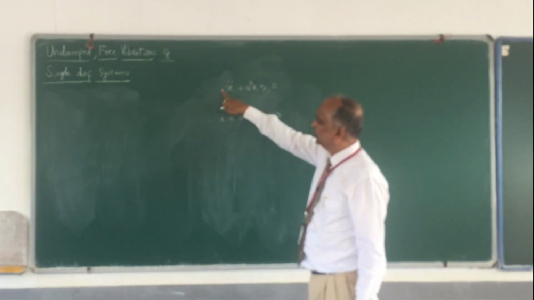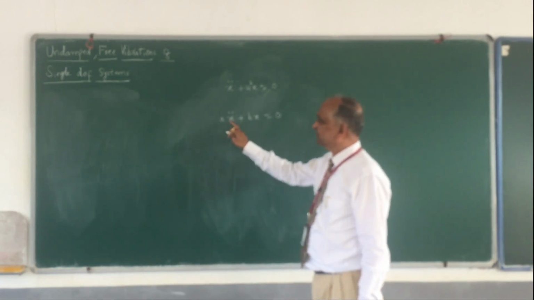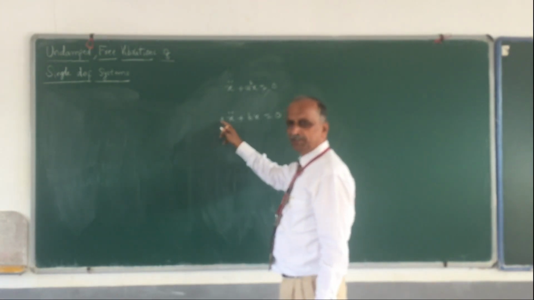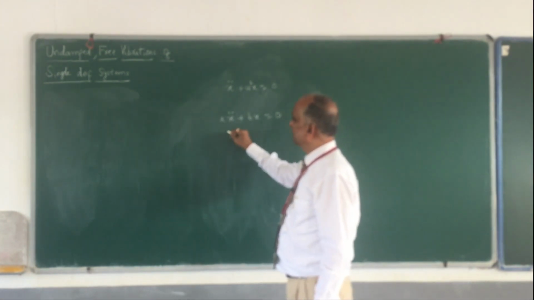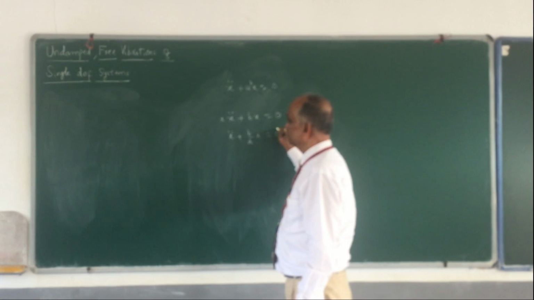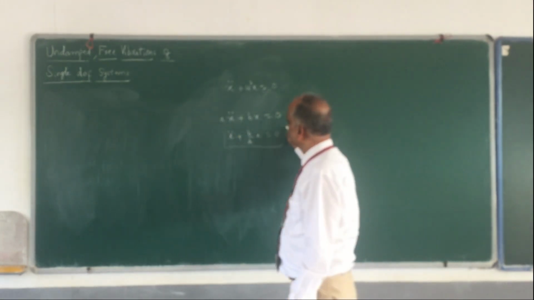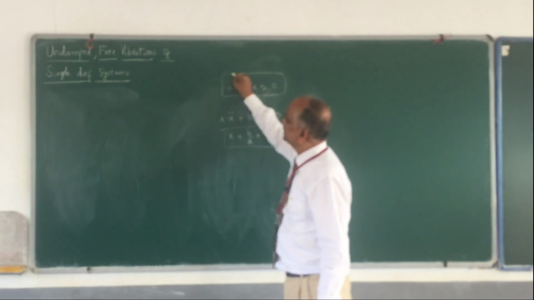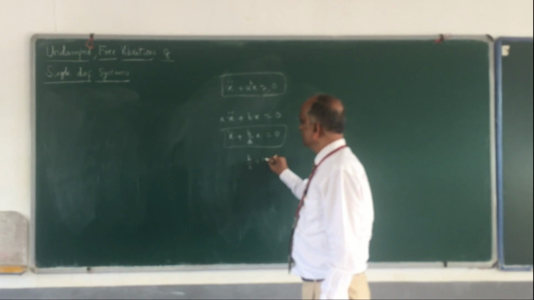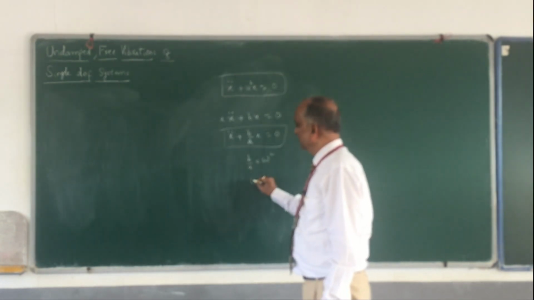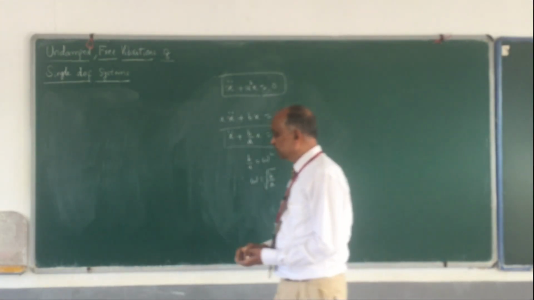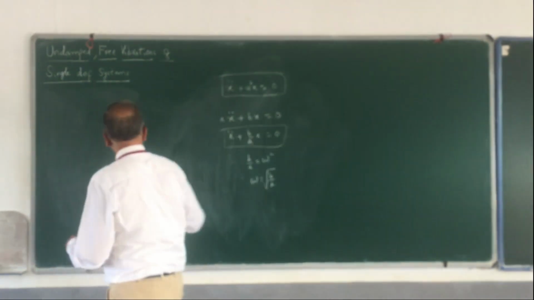So x double dot coefficient is 1. So here also I would like to have x double dot coefficient 1. How can I achieve it? Divide throughout by a. So that means x double dot plus b by a into x equals 0. So compare this equation and also compare this equation. So what is b by a? b by a is equal to omega square, or therefore omega is equal to square root of b by a. So this is what I am going to achieve now, here also.